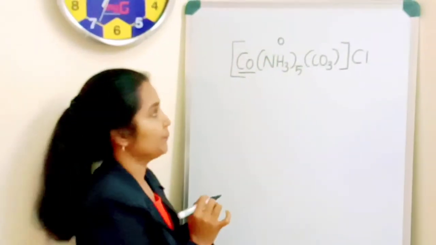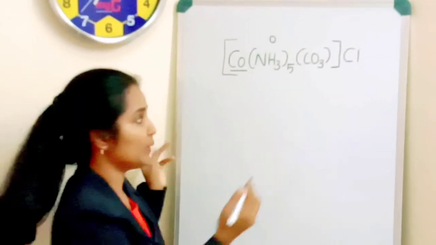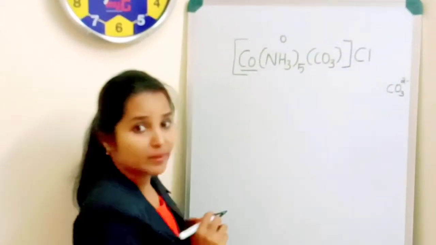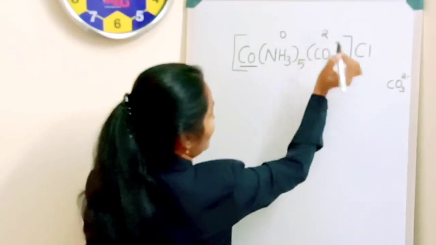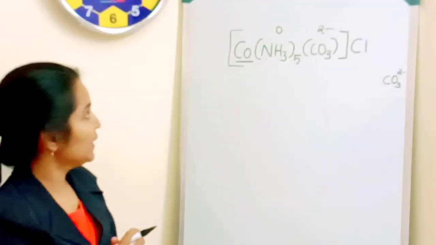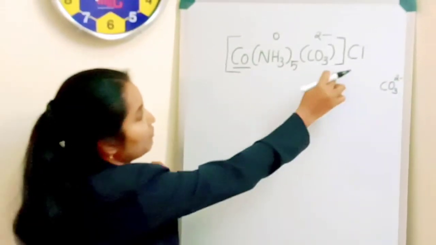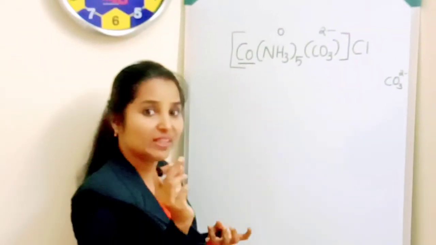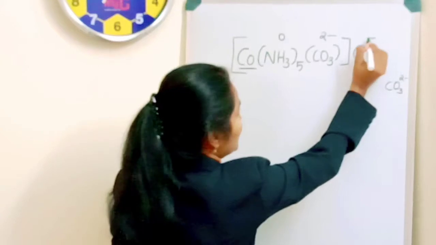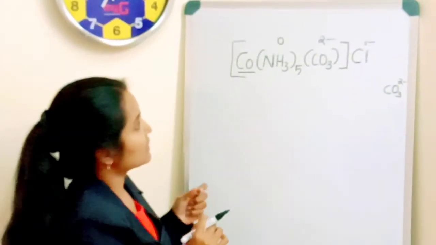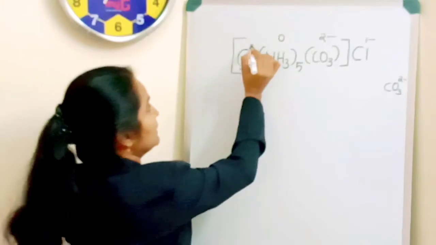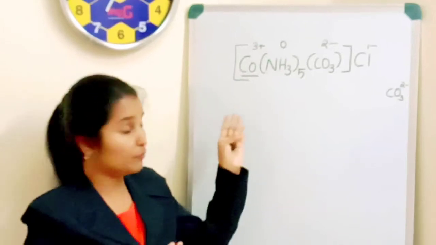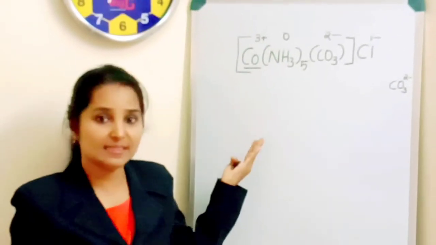So what will be its charge? The charge will be 0. And then CO3, carbonate, you know, we always write CO3 2 minus. Carbonate has a 2 minus charge. So here is only one, so CO3 has 2 minus. And one Cl outside the coordination entity is a counter ion. Cl has 1 minus charge. So here we have 2 minus and 1 minus. So Co will have 3 plus charge. So we could easily find out the oxidation state of cobalt, that is 3 plus.